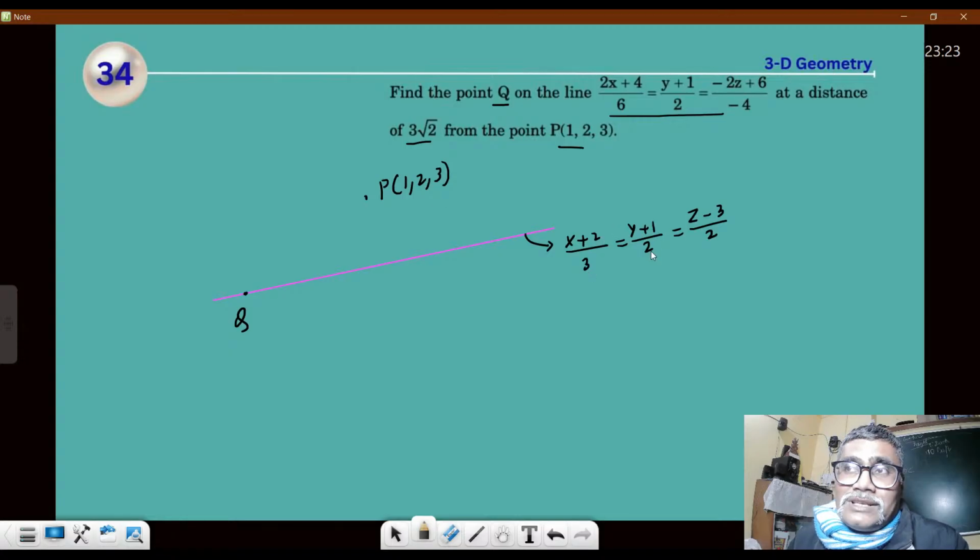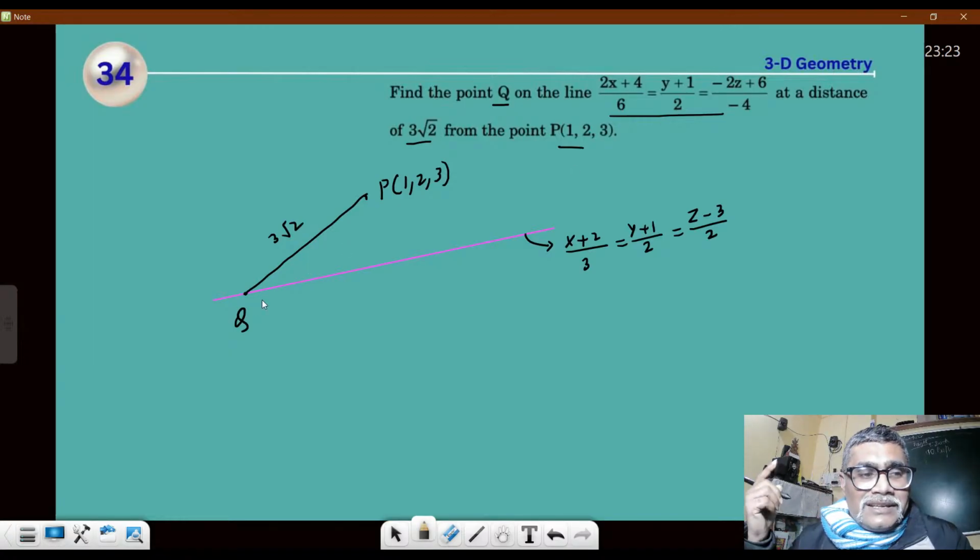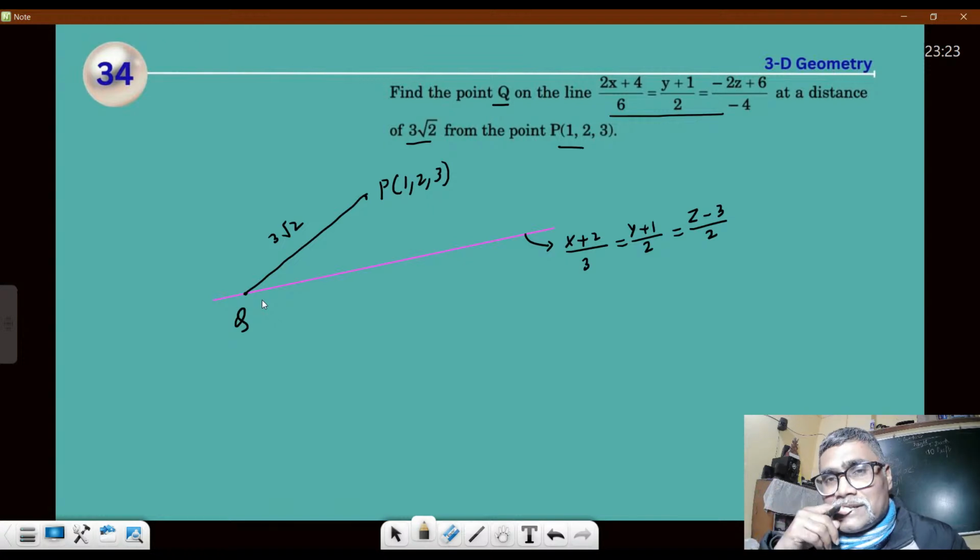That means they are not equal. It is not satisfying. So this distance is given to be 3 root 2, and then they are asking you to find this Q. You will be getting 2 points. You can remember, I did this kind of question extensively just a few slides before. So I leave this for you.